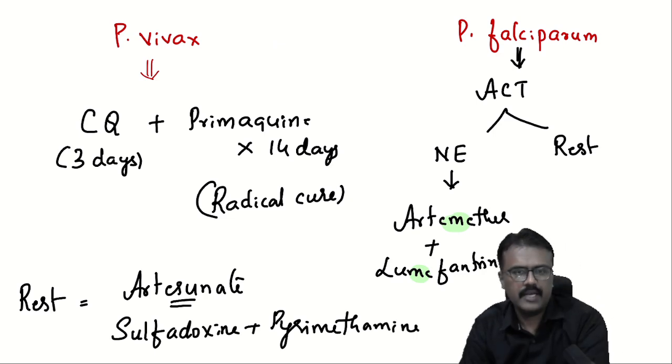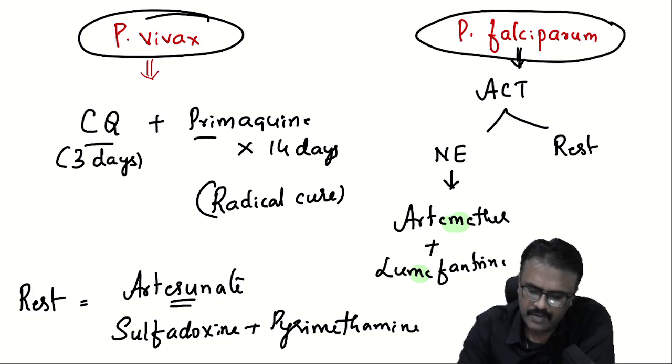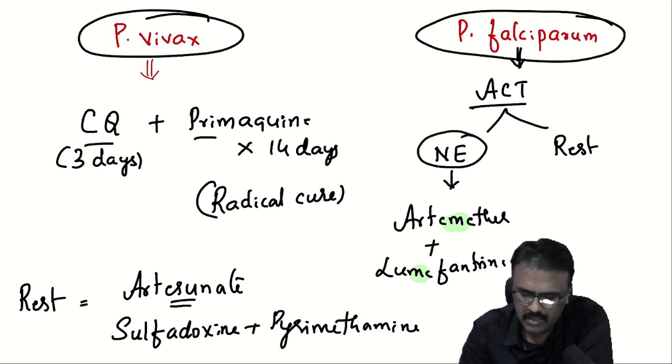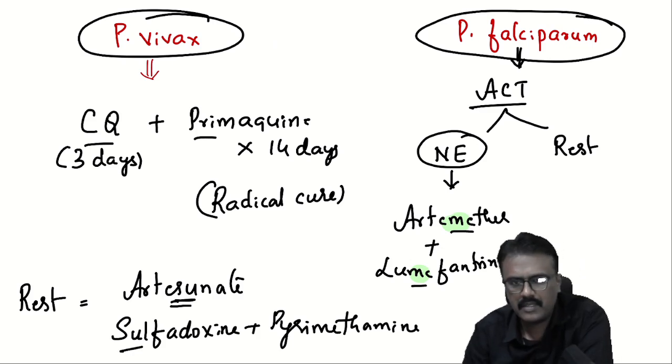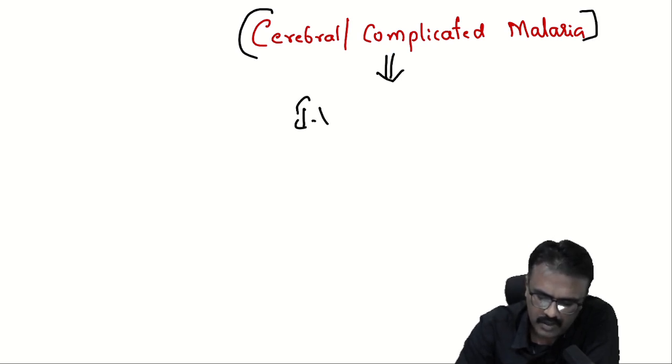So go through this again. Vivax, it is still chloroquine with primaquine. Falciparum, we follow artemisinin combination therapy. Northeast, it is me. Rest of India, it is SU. Please remember that. Suppose somebody had cerebral malaria or complicated malaria, the drug of choice is IV artesunate.